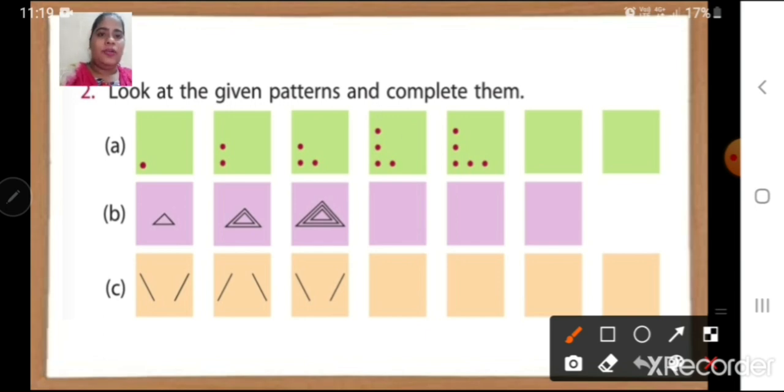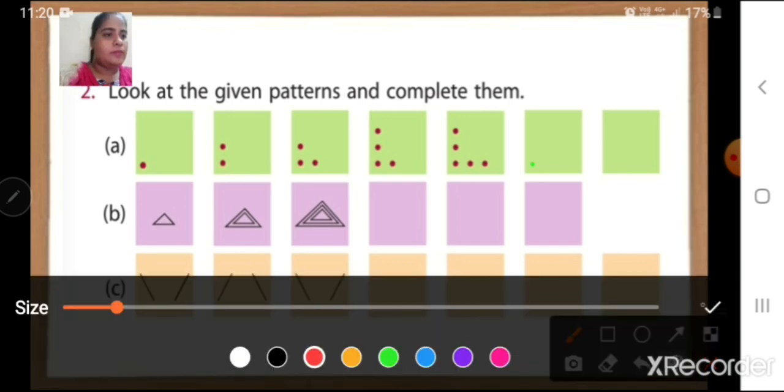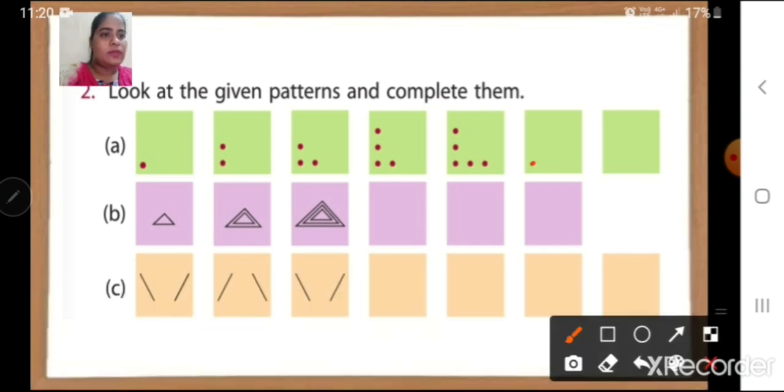So according to the pattern, first we will draw what is given, okay? So one dot here, then again here, again here, correct? So the next pattern will be the last dot on the uppermost corner. Okay, next pattern will be that we have to complete on the opposite corner.